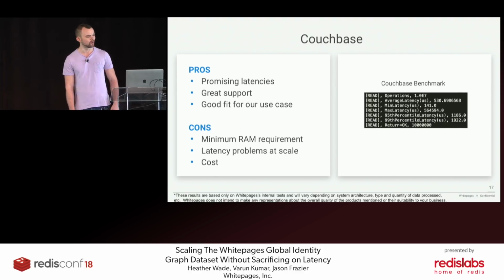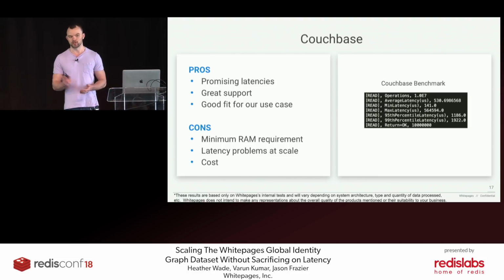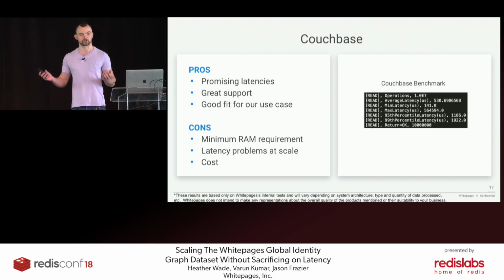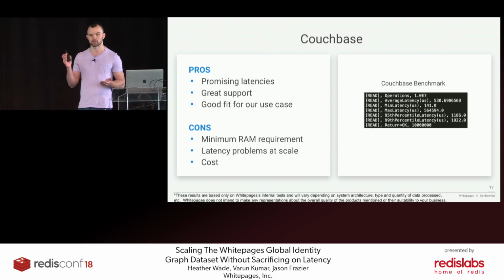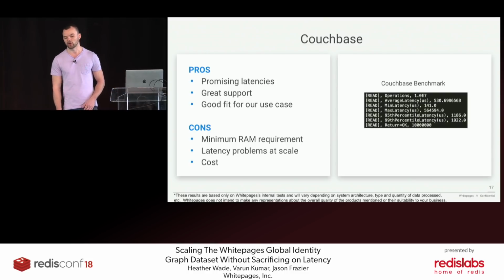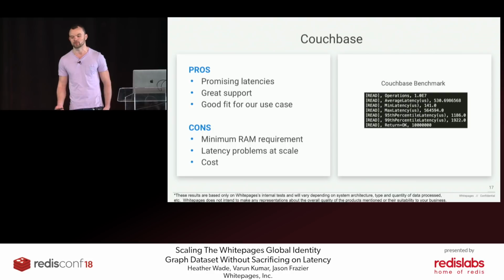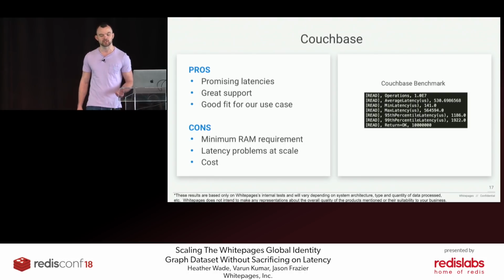Next up, we went to Couchbase. We initially went to Couchbase because they were a great fit for our use case. They were strictly used for key value stores, where the value is in JSON, which is exactly what we were looking for. And our initial latencies were actually very promising. We were seeing P95s of about 1 millisecond or so, so we weren't sacrificing too much on latency.